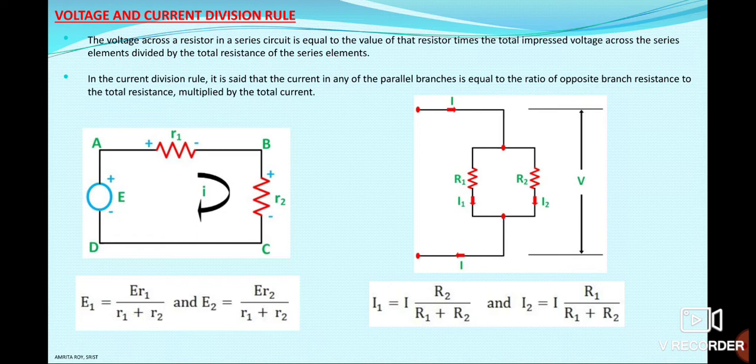So to calculate the current flowing in each branch resistor, we will write the equation as I1 equals the total supply current, that is capital I, multiplied by the opposite branch resistance R2 divided by the sum of the resistors present in the circuit, that is R1 plus R2. Similarly, to calculate I2, we will multiply I with the opposite branch resistance, that is R1, divided by the summation of the resistances present in the parallel circuit, that is R1 plus R2.